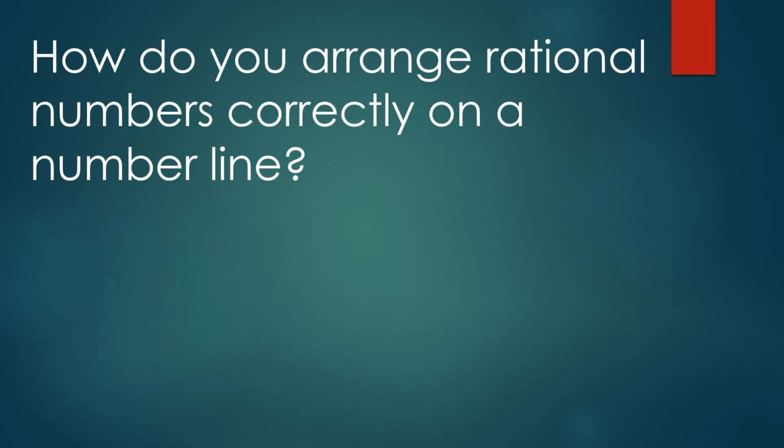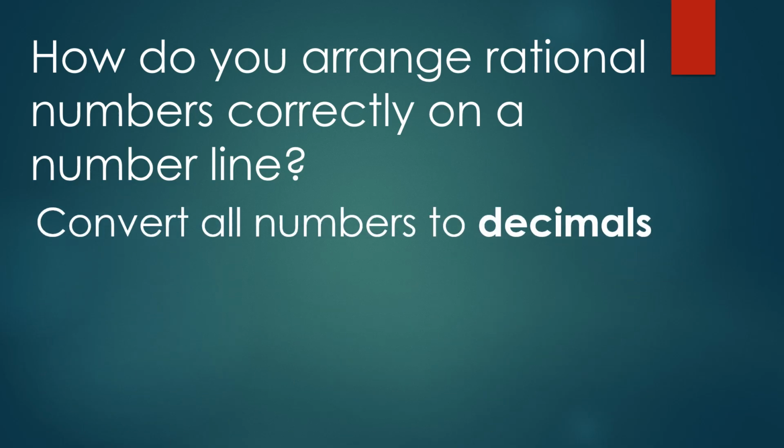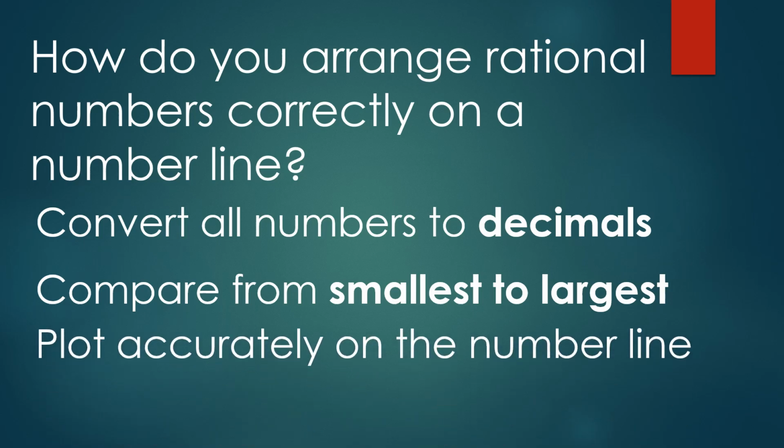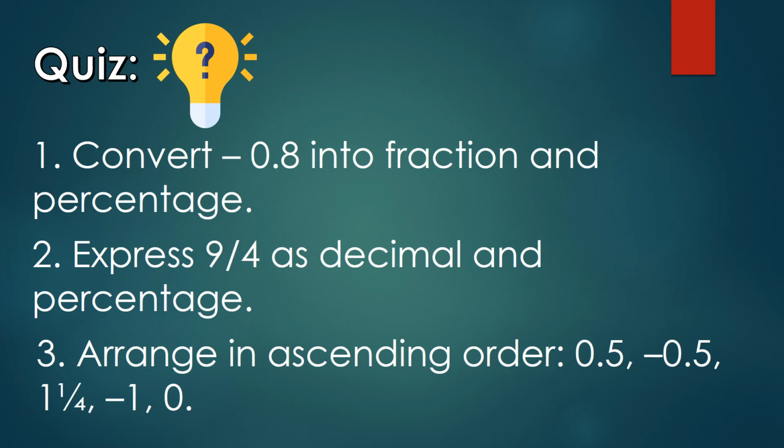Next, how do you arrange rational numbers correctly on a number line? We convert all numbers to decimals, then compare from smallest to largest, and plot accurately on the number line.